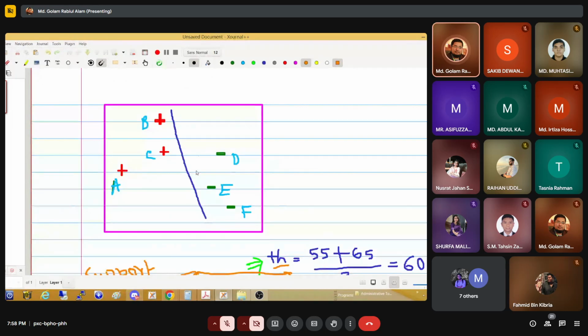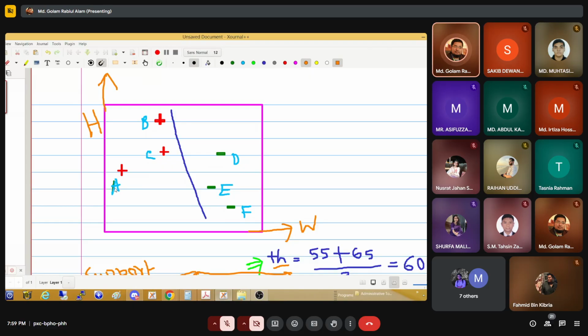Okay. So now consider that we have two-dimensional data points. So we can see not only the weight, but also height is given. In x-axis we have the weight, in y-axis we have the height. And now based on the height and weight, we want to define the obesity.